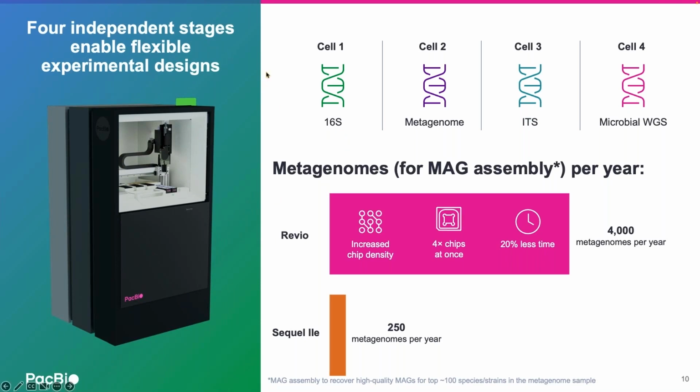So you could have full-length 16S on cell 1. On cell 2, you could have shotgun metagenomes. On cell 3, you could have fungal ITS. And on cell 4, you could have microbial WGS for single isolates.